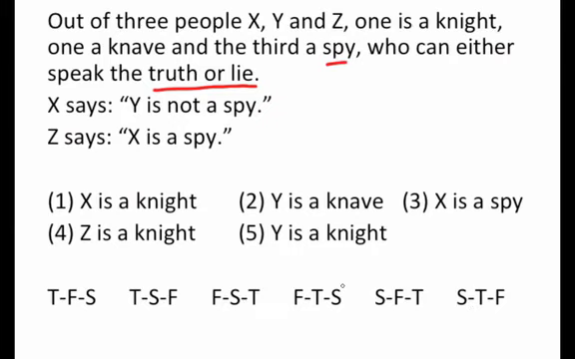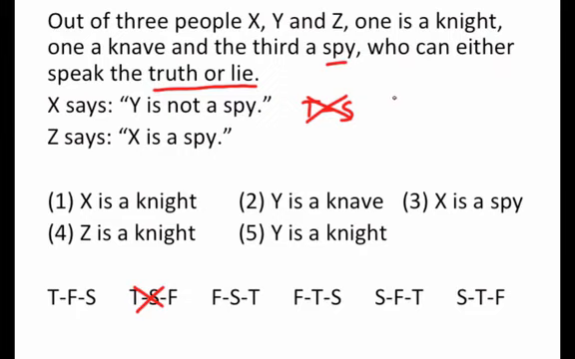Now, take a statement, assume it to be true and proceed. X says Y is not a spy. If I assume this statement to be true, that means Y cannot be a spy. So that means T followed by an S cannot occur. T followed by an S is here. This cannot occur, so this is eliminated.